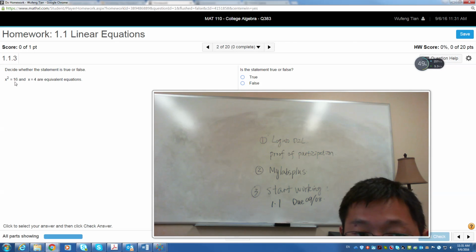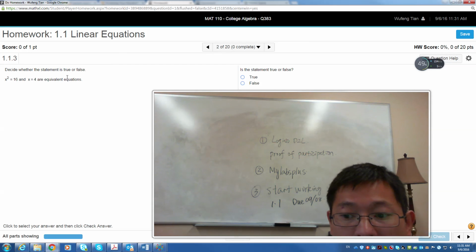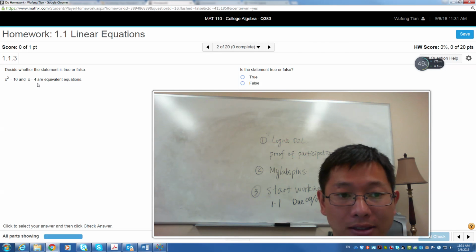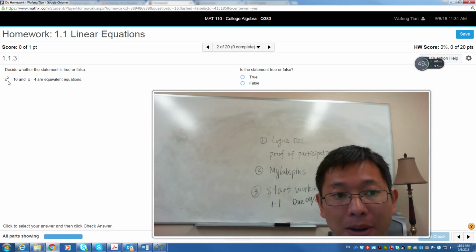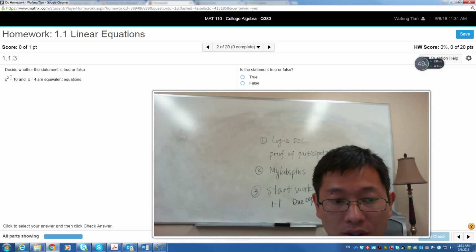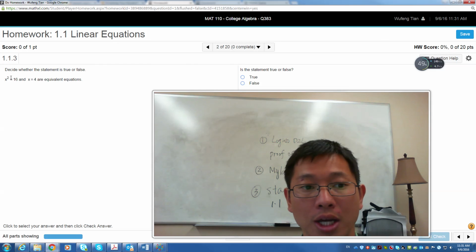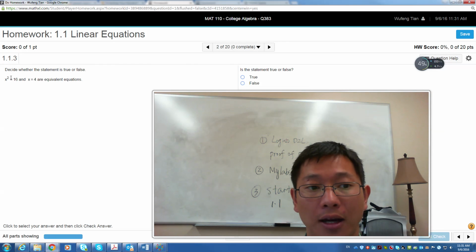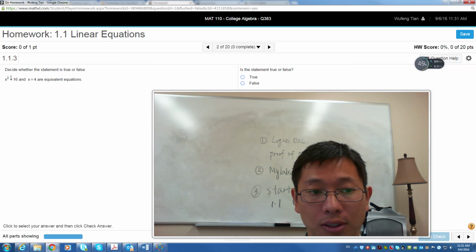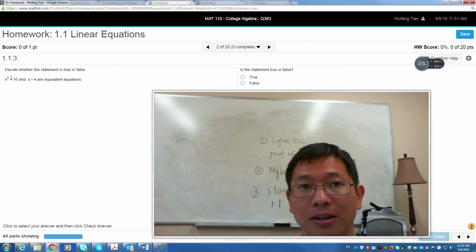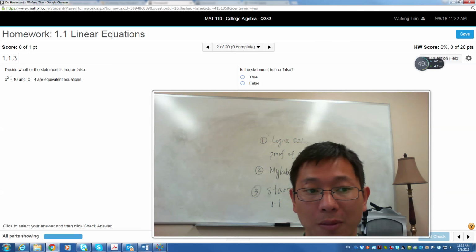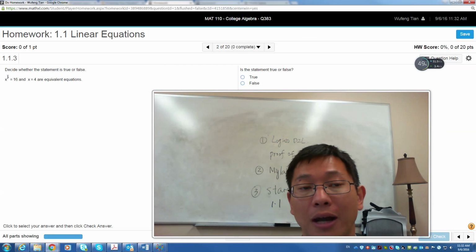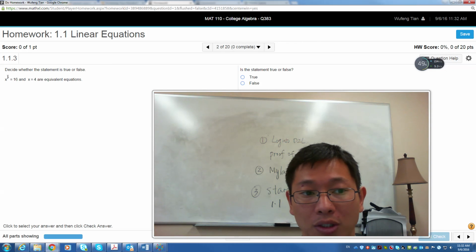x squared equals 16 and x equals 4 are equivalent equations. Okay, x equals 4 will make x squared 16. But think about it. This is a square, a quadratic equation. If you took Math 105 before, you probably know any quadratic equation will have two roots. Sometimes they're the same roots, sometimes different roots. Sometimes two real roots, sometimes two complex roots. It always comes with two roots because this is squared. If they're the same or different, you have to figure out yourself.